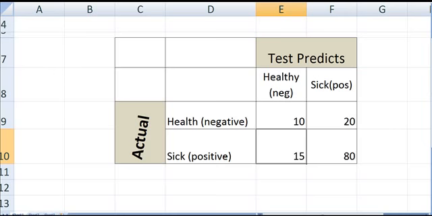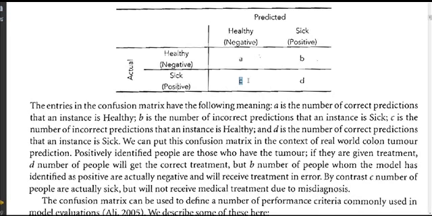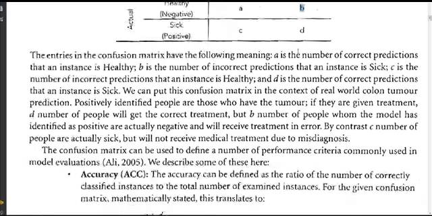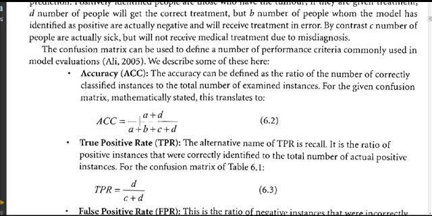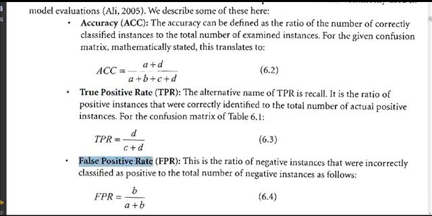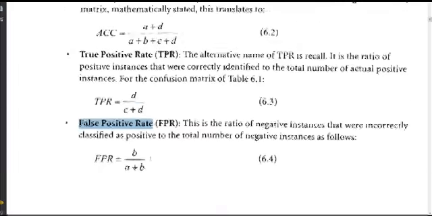So over here, C is the false negative, right? And B is the false positive. Okay, now what we do is we define something. We just said we define the accuracy. We also define what's called the true positive rate and the false positive rate, and then some other things.